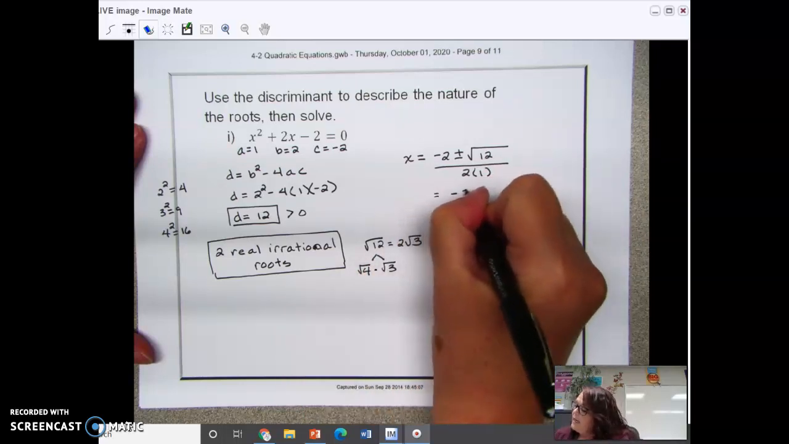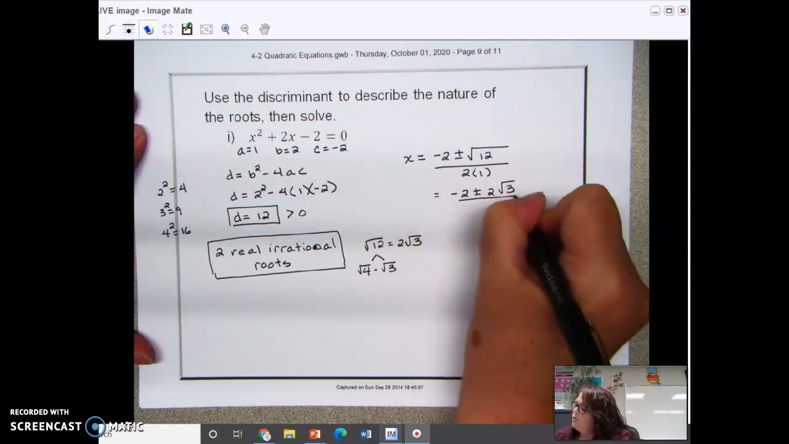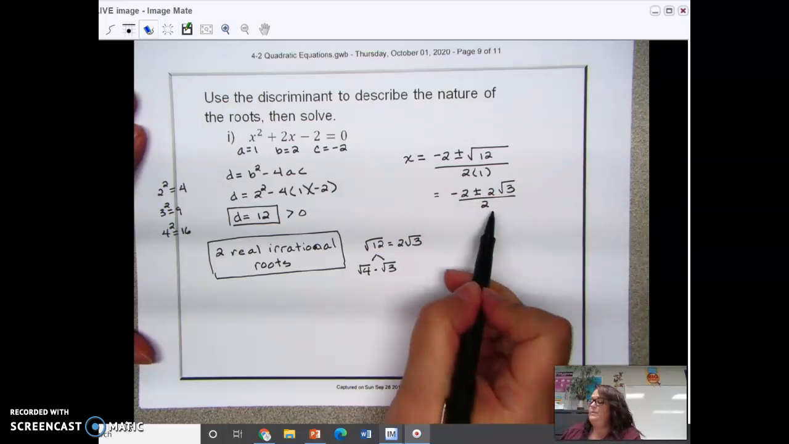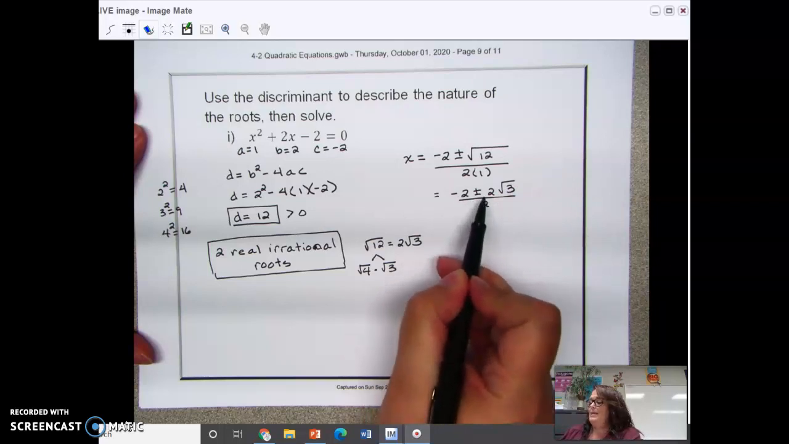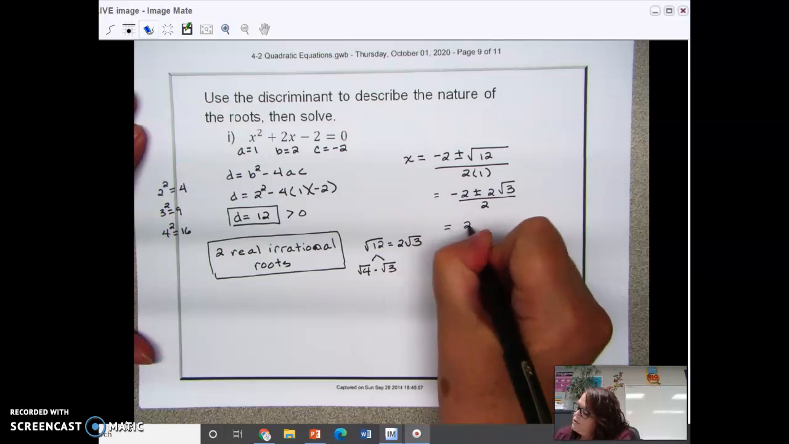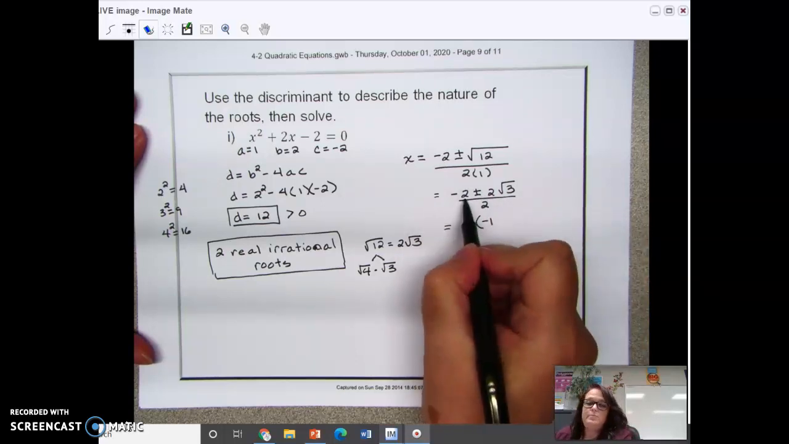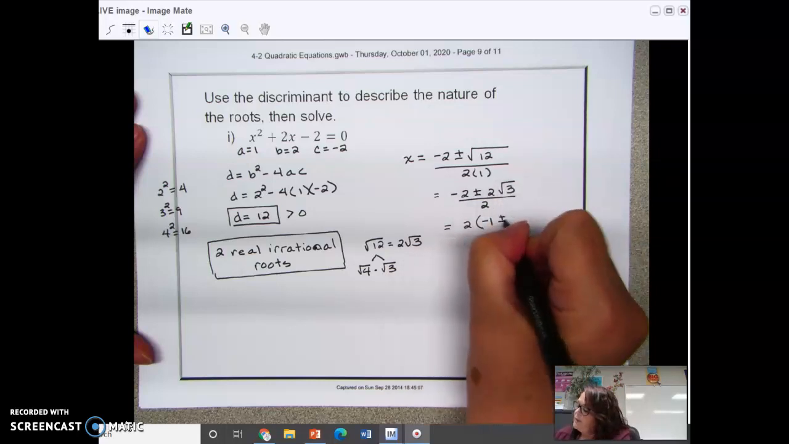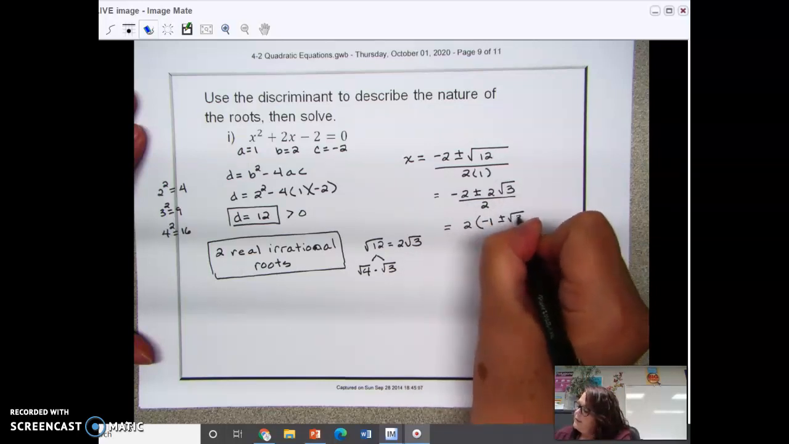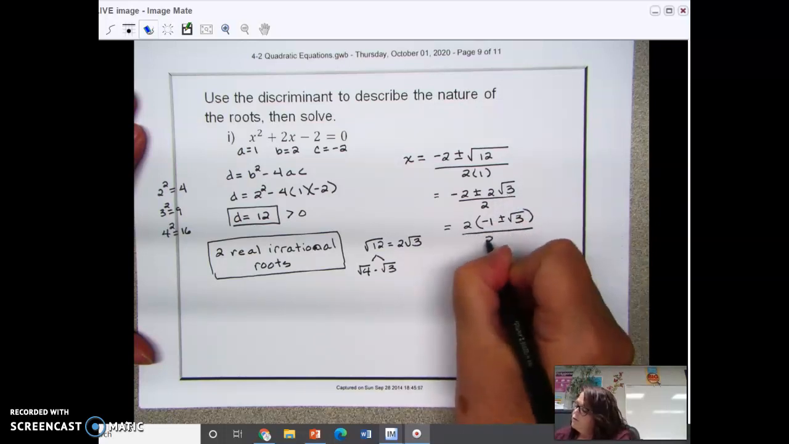So this is saying -2 plus or minus 2 root 3 all over 2. And again, we're tempted to try to cancel here, but we can't do that with the plus or minus in the middle. But I can factor a 2 out of the numerator. So 2 times -1 gives me -2, and 2 times root 3 gives me 2 root 3, and this is all over 2.